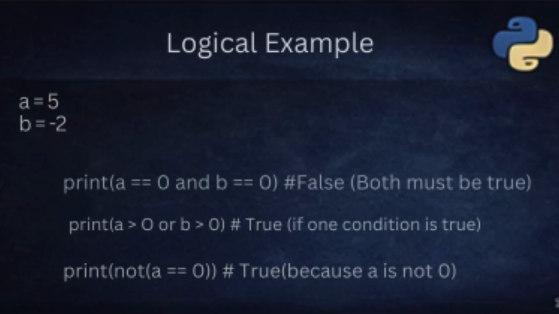Now let's understand logical operators in Python using a simple example. First, we create two variables. A is equal to 5, and B is equal to -2. These values will help us test different logical conditions.